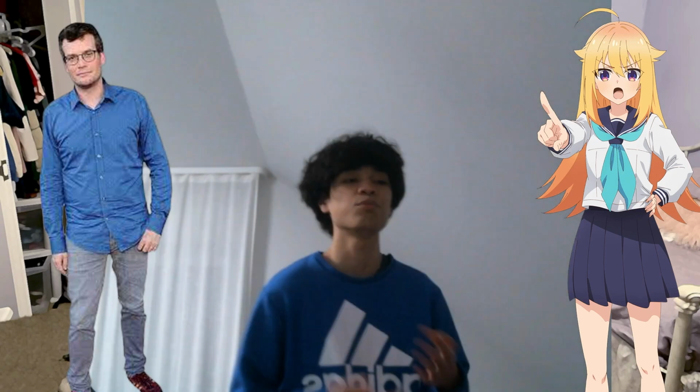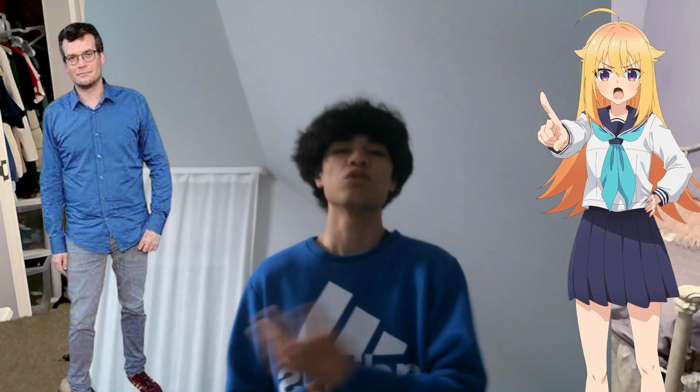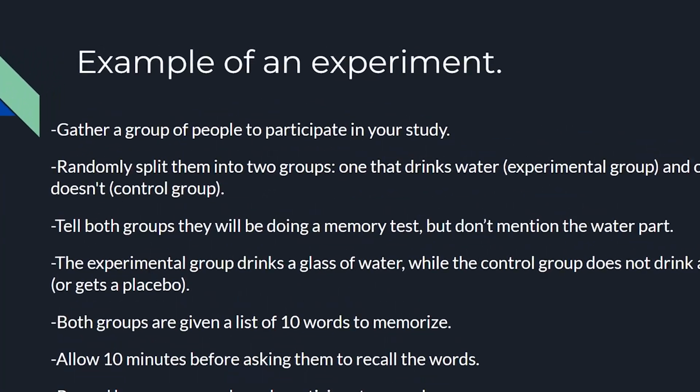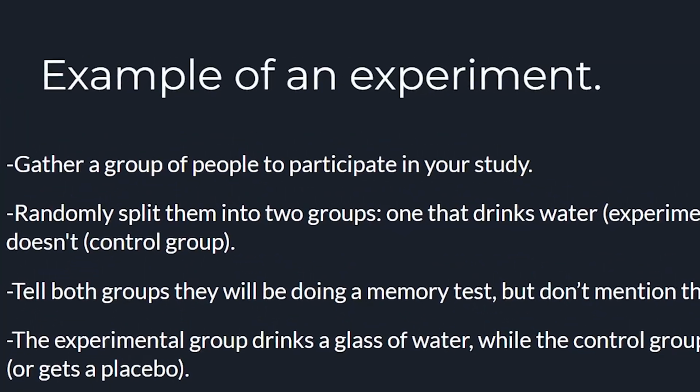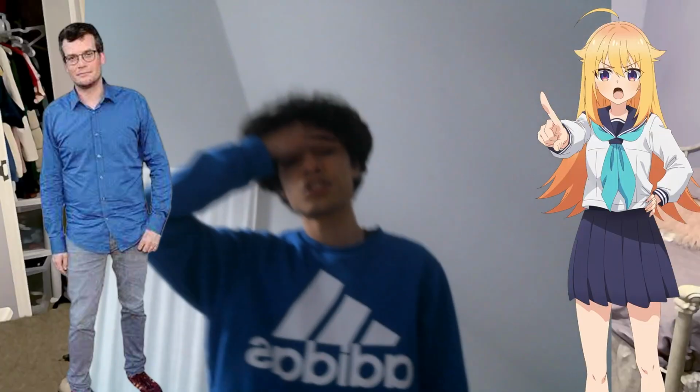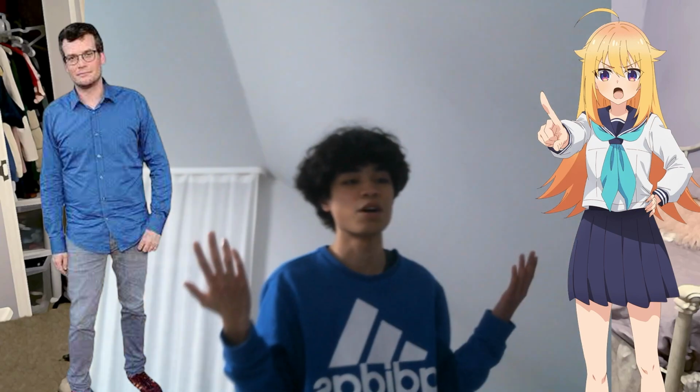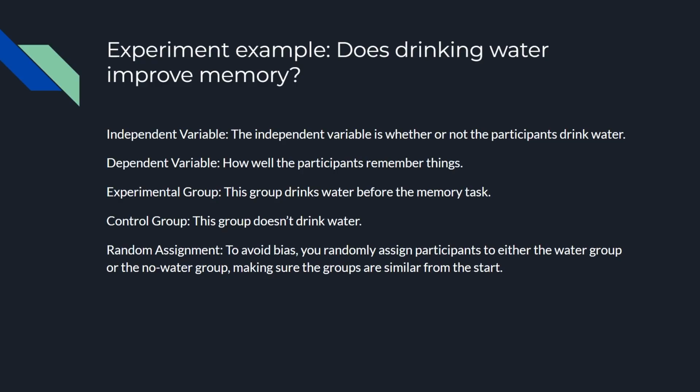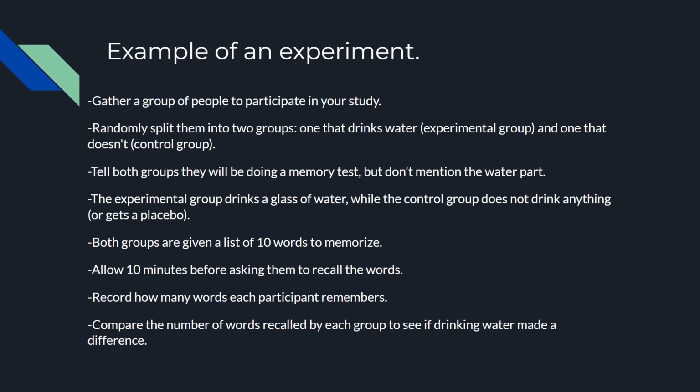Now, this is just a little experiment that was laid out, and we're going to analyze each of the components of this experiment so that we can have a better understanding of each of the components in an experiment. So in this experiment, the independent variable, what was it? Go ahead and tell me. Raise your hand. So the independent variable was whether or not the participants drank water in the experiment.